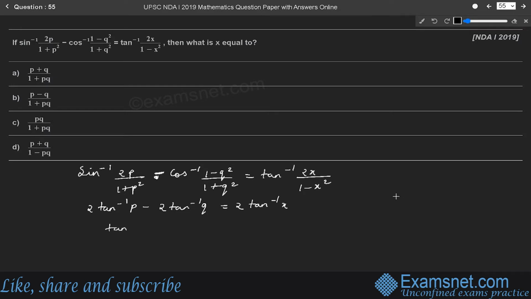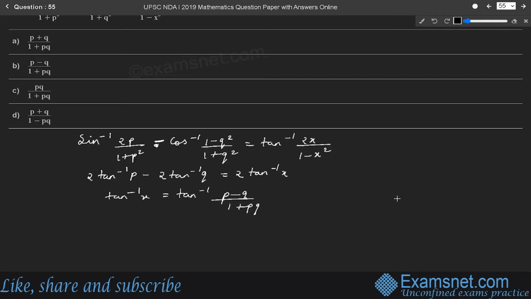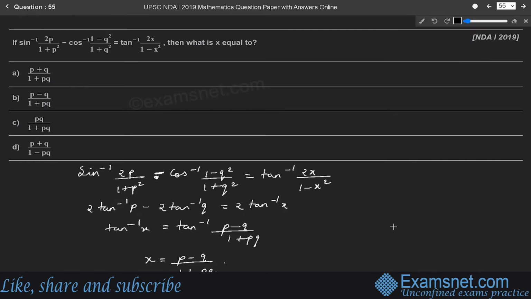So we know that tan inverse x is equal to tan inverse of p minus q upon 1 plus pq. Therefore, from here x will be equal to p minus q upon 1 plus p into q. So this is the correct value of x for the given expression. Therefore, the correct option for this question is option number B.